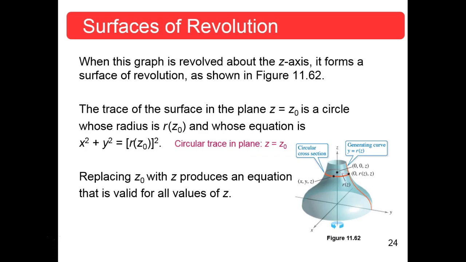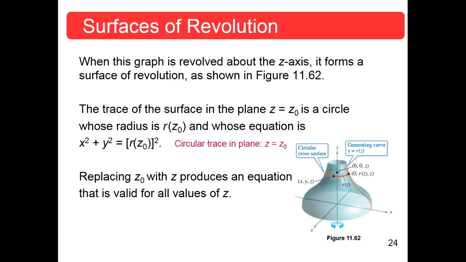The trace of the surface in the plane z is equal to z0 is a circle whose radius is r of z0. Okay? And that's what they're showing here. If you're going around the independent variable z, that's your axis of revolution, then any trace parallel to the xz plane, where z is equal to some constant, z0 here, is going to give you a circle, because that's what you're doing. You're revolving it around the circle. Okay? That's going to be a circle whose radius is r of z0.